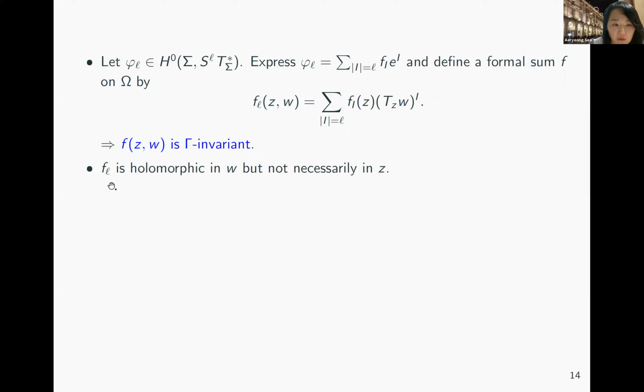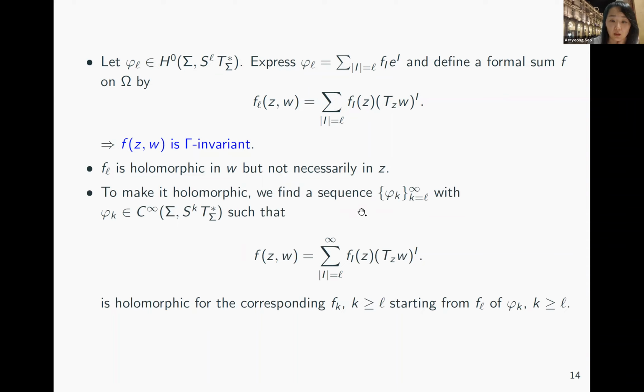But unfortunately, this F is holomorphic with respect to w, but it is not holomorphic in the z variable because of this part. So we want to make this holomorphic. To make it holomorphic, we will find a sequence of smooth sections such that if we take the infinite sum, then it is holomorphic.